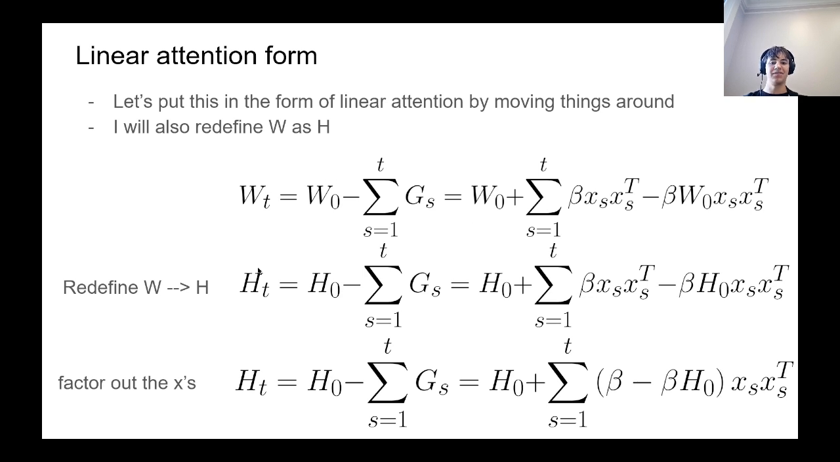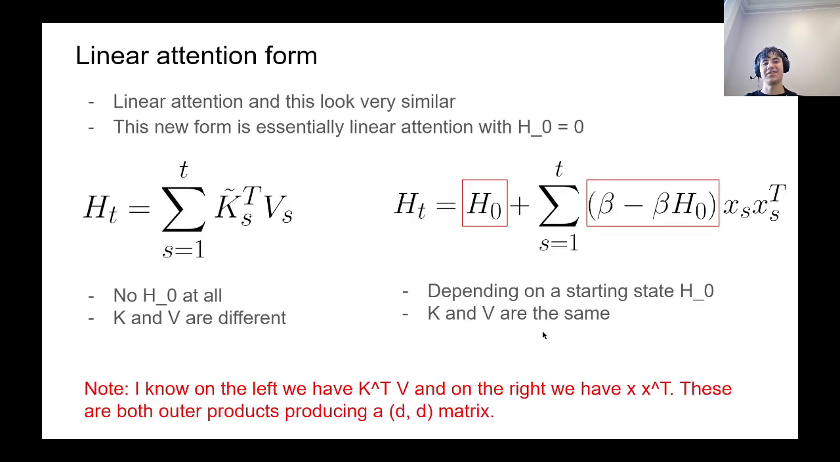Now what if we define this as H instead of W? I'm literally just redefining W as H. That's what I'm doing here. Now, what if I factor out x at time s times x at time s transpose? If I factor this out, we'll get something interesting, and it's just linear attention. So this is our linear attention hidden state. This is our new hidden state.